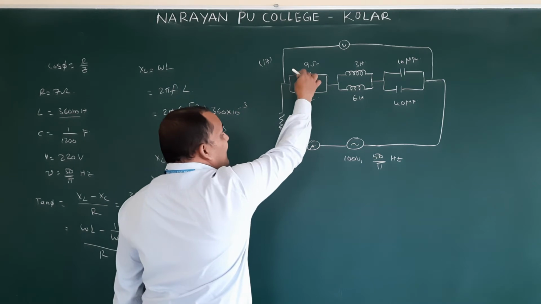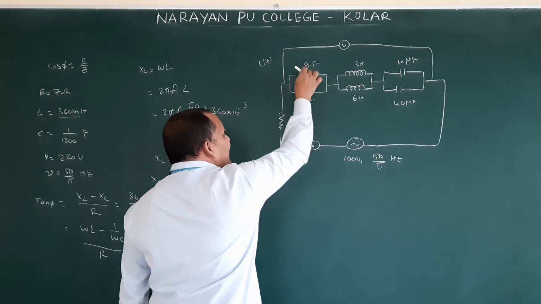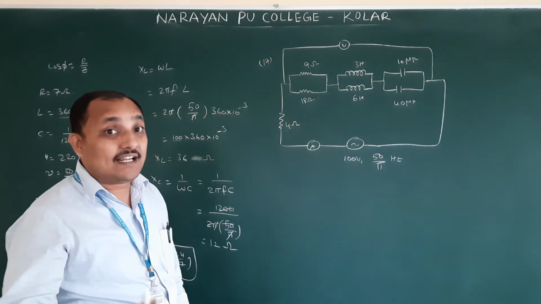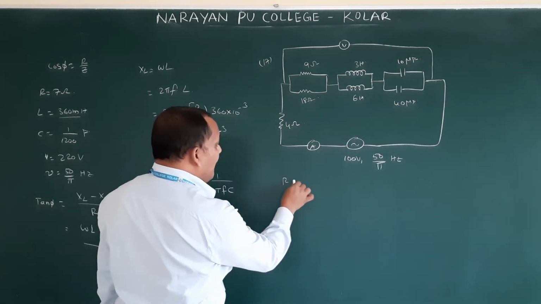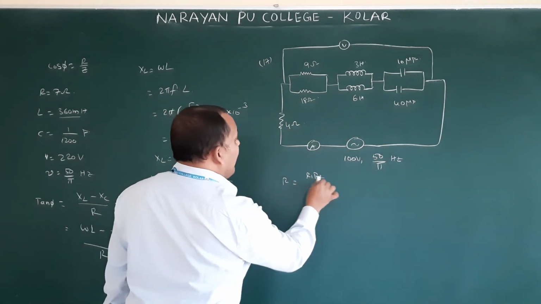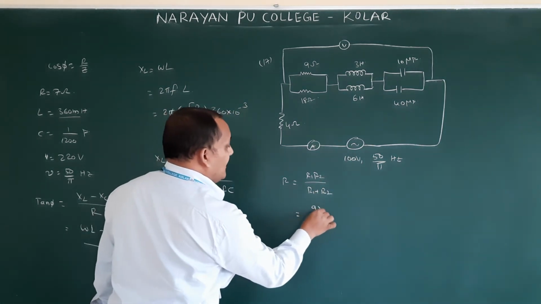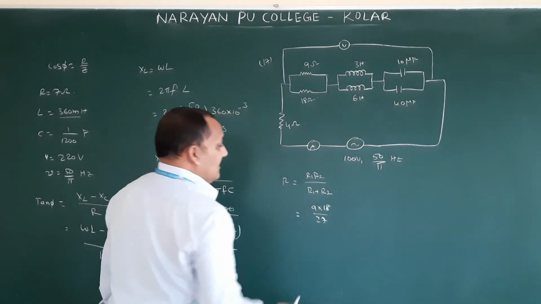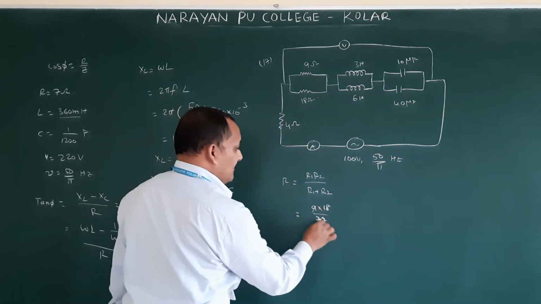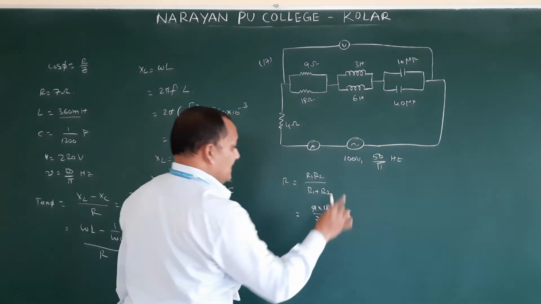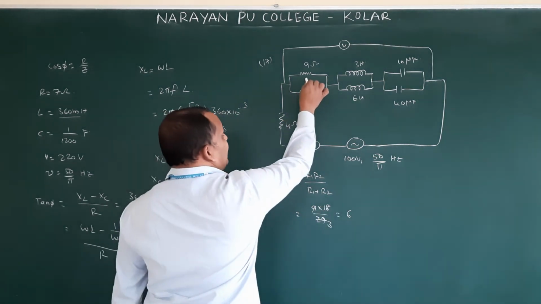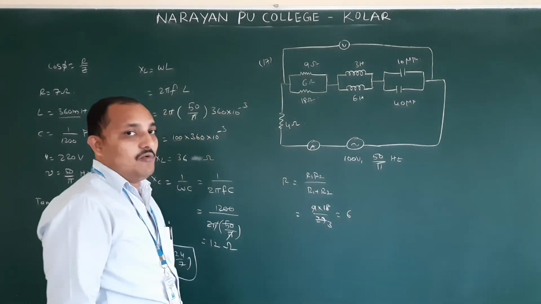First we have to find the resultant of these two. How are these two connected? Parallel. Two parallel resistors. What is the formula? R is equal to R1 R2 by R1 plus R2. 9 into 18 by 9 plus 18, that is 27, giving 6. Now here the resistance you will get is 6 ohms.